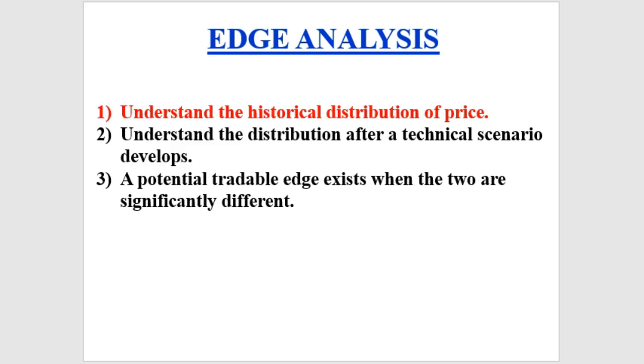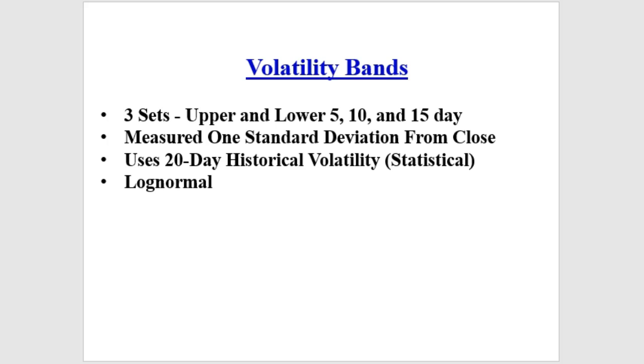Let's look at the general historical distribution of price and define our terms here. What I like to do is use volatility bands. We've set these up in 5, 10, and 15-day periods. Each band is measured one standard deviation from the close using a 20-day historical or statistical volatility number. Later we'll go to some skew adjusted implieds as well, log normally distributed, of course.